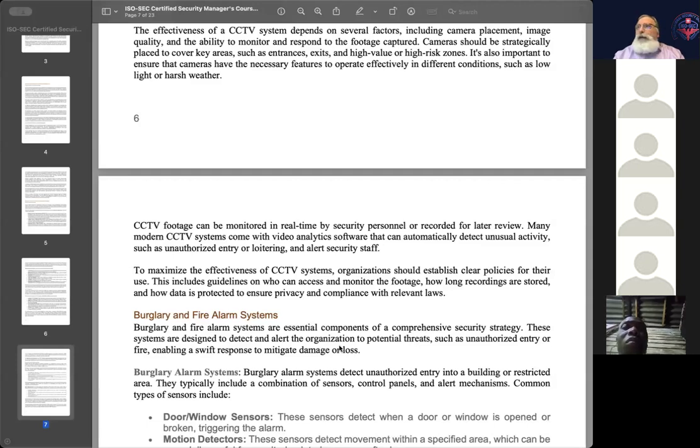Now, except the camera, we have the recording device. A recording device can be a DVR, which is the acronym of digital video recorder, or NVR, which is a network video recorder. It's this digital style, IP style as well.